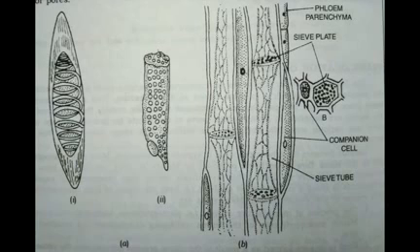Next, we will study what is transpiration. The loss of water in the form of vapors from the exposed parts of a plant is termed as transpiration. Now, there are mainly 4 types of transpiration.